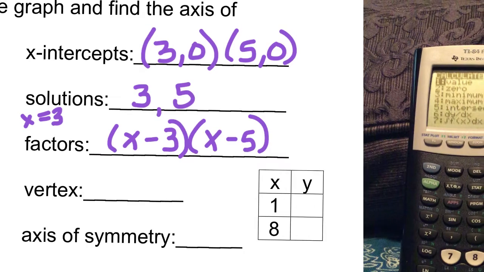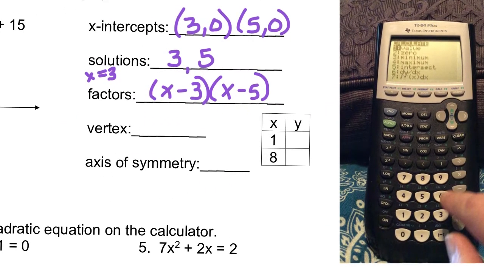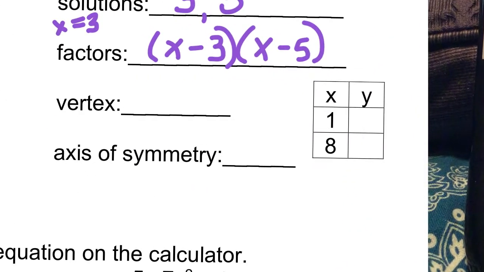Now let's find the vertex. The vertex we can find after we found the axis of symmetry. So let's do this first, and then we can look at the vertex. The axis of symmetry is found, remember it's an x equals equation. This formula is on your formula chart. It's negative b over 2a.